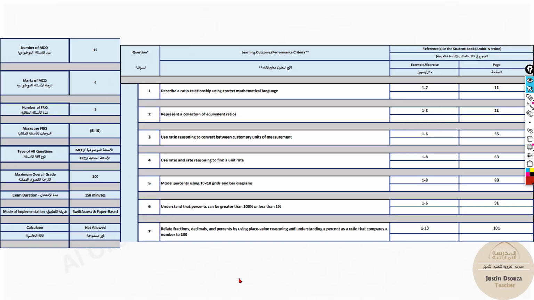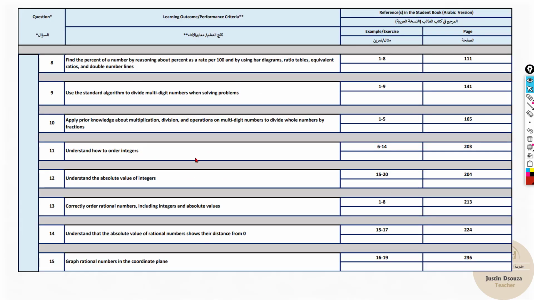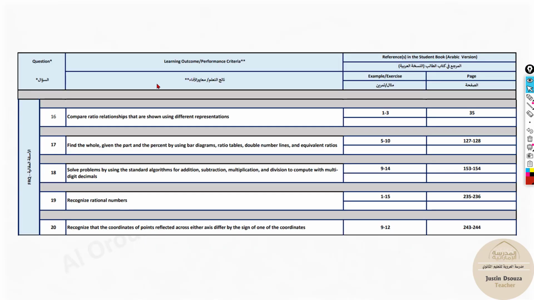You have a total of 20 questions for grade 6. 15 are MCQ, where you will have four options and you need to select the correct one. Whereas the last five are the FRQ, free response questions, where you need to write everything in detail. And there is no calculator allowed over here. The exam is 150 minutes and the maximum overall grade is 100 marks. So these are the topics. I'm sure you might have gone through this by now, and these last five are only written.